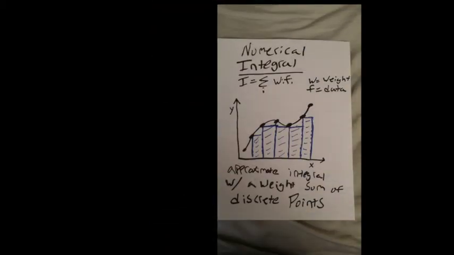The second is numerical integrals. It uses the equation I is equal to the sum over all i of w i times f of i, where w is equal to the weight and f is equal to the data. This method approximates the integral with a weighted sum of discrete points.